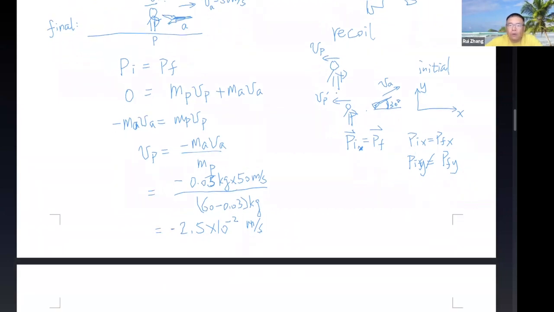So for this case, we need to find the X component of the arrow's velocity. It's going to be VAX equals VA times cosine 30, because of this triangle here. This will be VAX, and this is VA, so this is definitely cosine 30. VA is 50 meters per second, and cosine 30 is 0.866. So just go ahead and calculate it. You'll get, let me see.